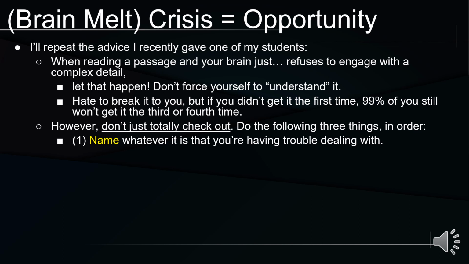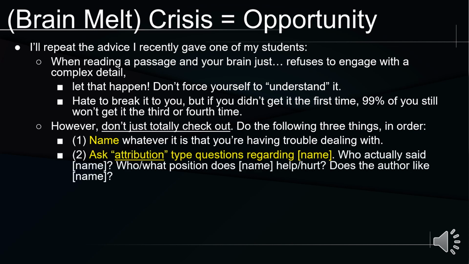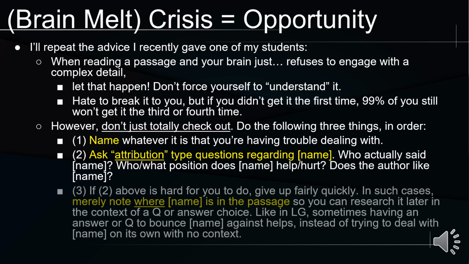Obviously, it's better if you take it from the passage itself just to maintain accuracy and relevance, but you can end up naming it whatever you want so long as you know that's what it stands for. After you've done that, the next step is to ask attribution type questions regarding whatever detail it was. So these kinds of questions are, who actually said this detail? Who or what position does this detail help or hurt? Does the author like this detail? That sort of thing. Just ask these kinds of questions.